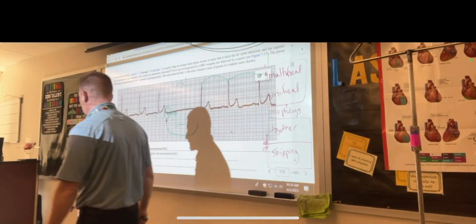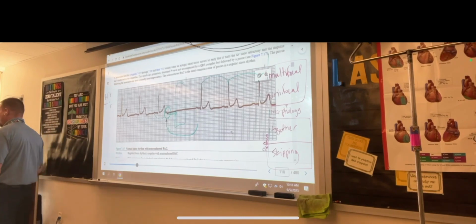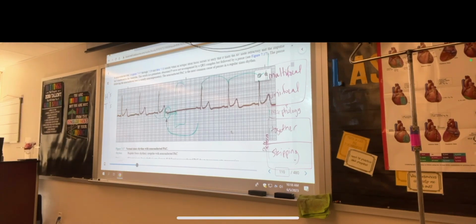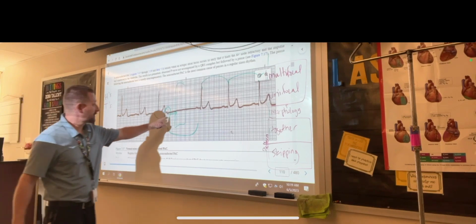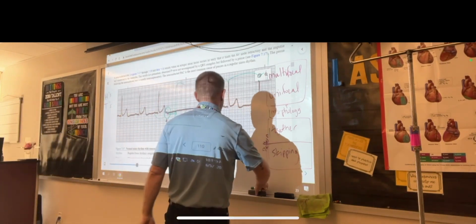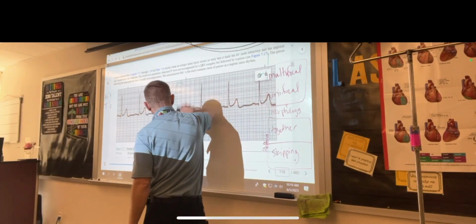So non-conducted PAC. Again, this is really difficult if you have multiple non-conducted PACs, even if they have similar morphology with that P wave, when you start looking at things like sinoatrial blocks, because sometimes it's hard to tell: is that part of the block or is that a PAC? Because they could have both happening underlying. So keep an eye out for that in the next couple chapters. But for right now, if you see an aberrant P wave with nothing after it, it usually results in this pause, then it's probably a non-conducted PAC.